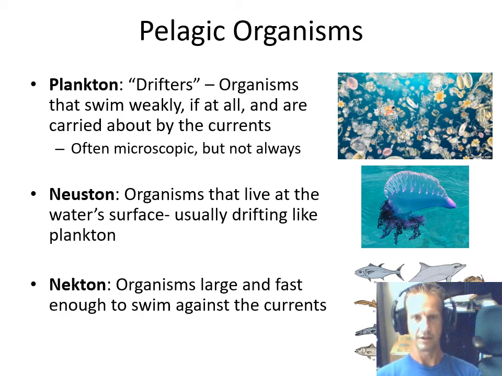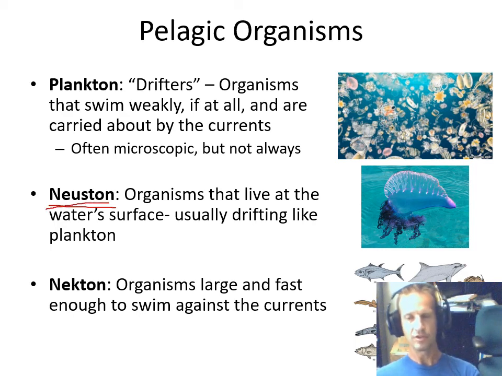Typically, the plankton are small, and one of the reasons that they can't make much progress swimming is because they're so small. But large organisms that are weak swimmers can also be considered to be plankton, like a big jellyfish that swims very weakly would be considered plankton, even though it's big enough to see without a microscope. A particular subgroup of plankton that lives right at the surface of the water is called neuston.